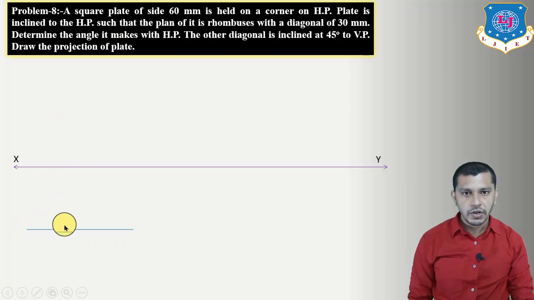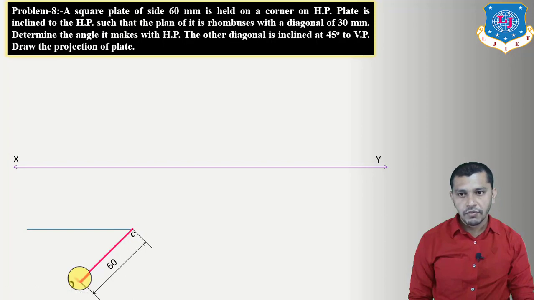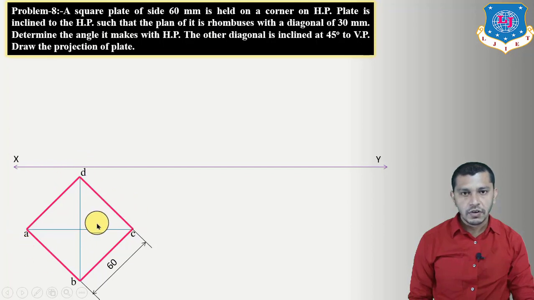For that we have to follow this particular procedure. First of all, draw a line parallel to the XY reference line over here. Now from this point, draw a line inclined at an angle of 45 degrees to this line, having length equal to 60 mm. Let us say that these are our points B and C. Now from point B, draw a line inclined at 45 degrees, having length equal to 60 mm. Here we will get point A. From point A, again draw a line inclined at 45 degrees to this baseline and having length equal to 60 mm. We will get D over here, and connect D to C. We will get the square resting on a corner on the horizontal plane.